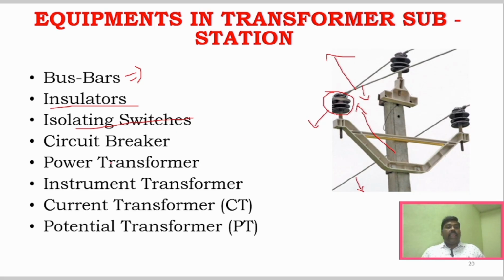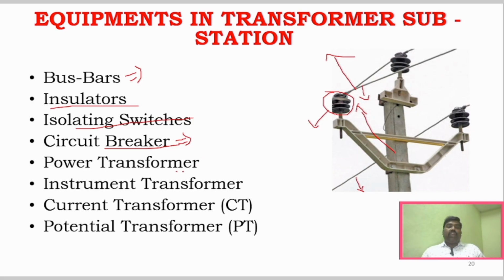And what is circuit breaker? Circuit breaker will open or close the circuit. This is normally operated both manually and as well as automatically. Normally we'll use it for opening the circuit, but during fault condition, whenever there is lightning or something like that, this circuit breaker will turn off the circuit automatically. So it is used for protection, so it prevents the damage.